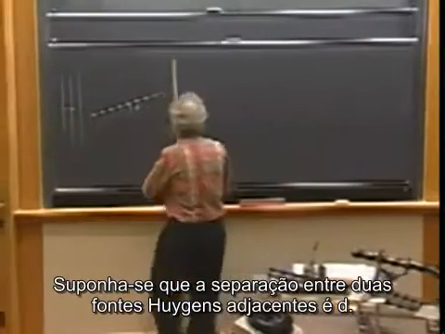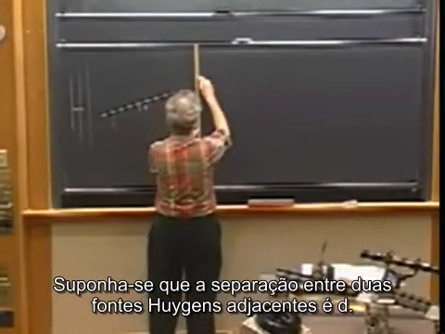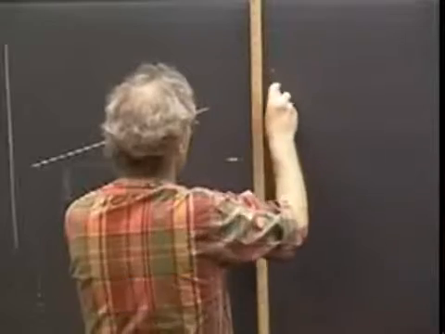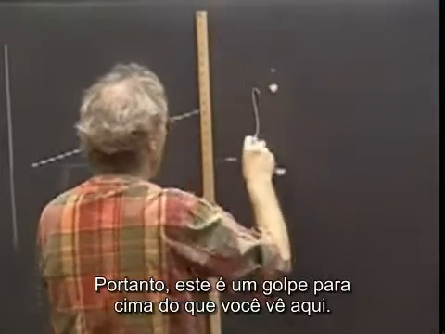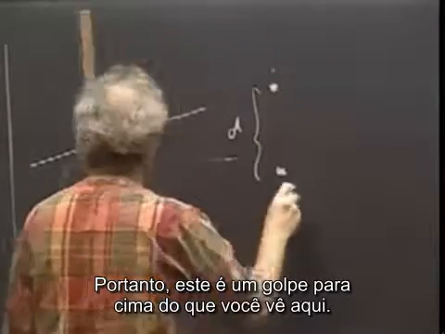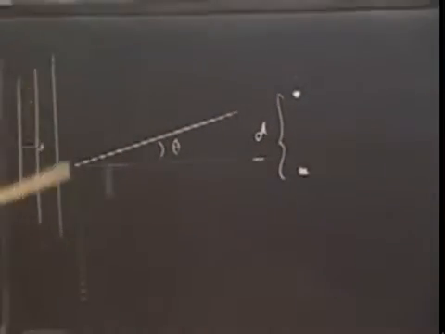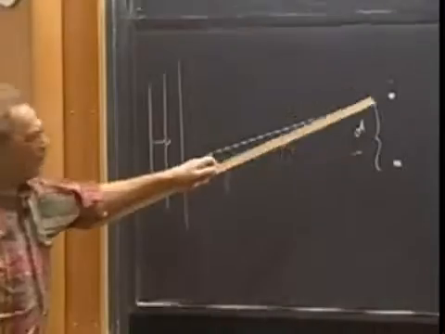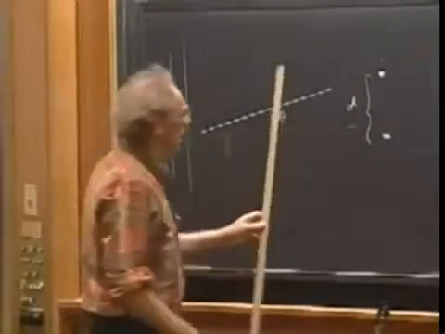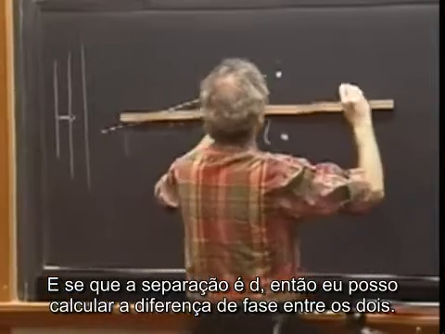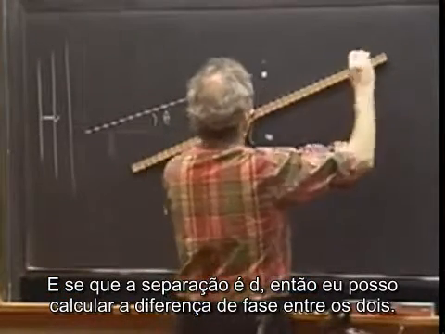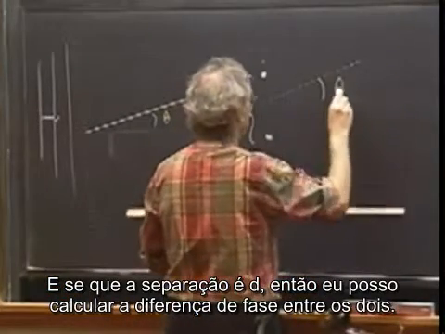Suppose that the separation between two adjacent Huygens sources is d. In other words, here is one, and here is the other. So this is a blow-up of what you see here. Here you see hundreds, maybe thousands. Here I have only two. And if that separation is d, then I can calculate the phase difference between those two.